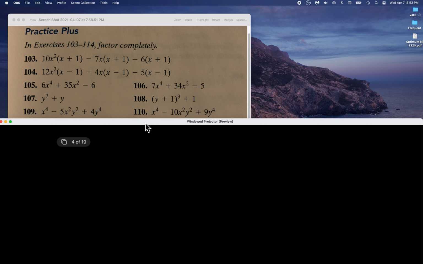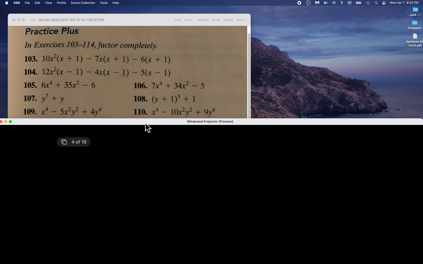Okay, we have x to the fourth minus 10x squared y squared plus 9y to the fourth. Same technique, folks. There's a 1 here. We're going to take this 1, multiply it by positive 9, and that's going to give us positive 9 in the box.